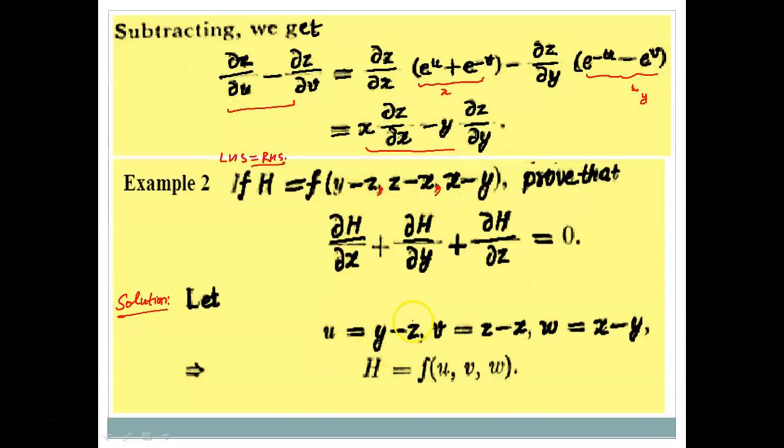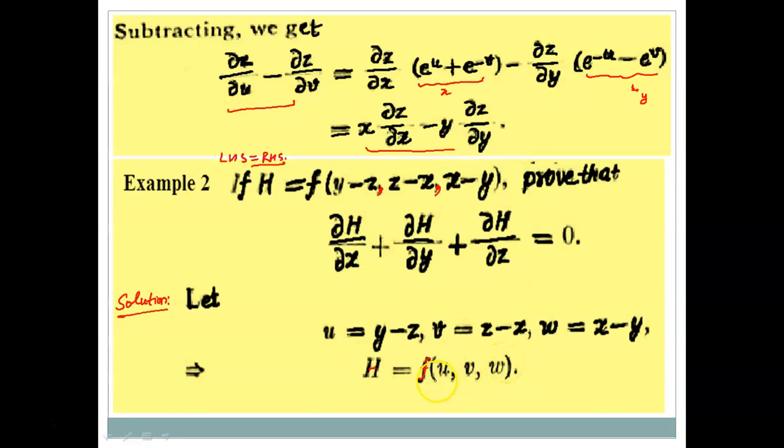That means this expression is giving you a variable u, and this expression is giving you a variable v. Definitely these two are variables. Exactly in the same manner, u is a variable. And similarly for the third case, this x minus y, you substitute it equal to w, then w is also a variable. Consequently, this h becomes a function of u, v, and w.